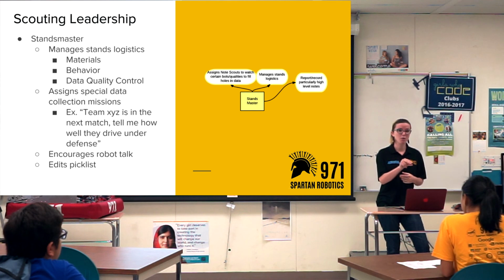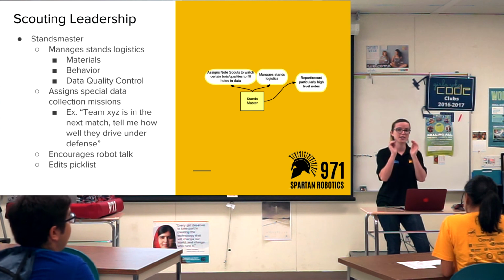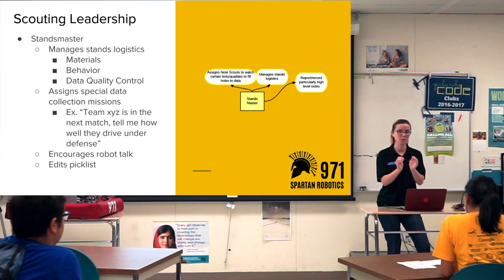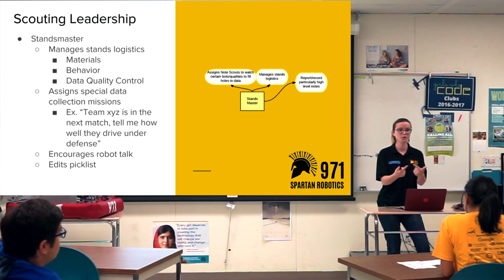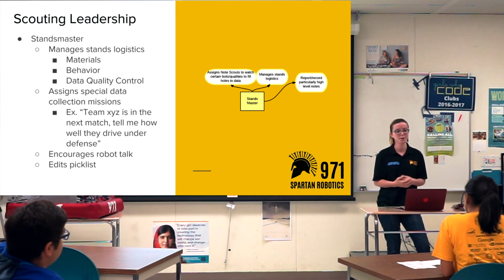I'll talk more about why and how we do this later, but basically it's things like they'll go to the note scout and say, hey, Team XYZ is in the next match, tell me how well they drive under defense. We want to know very specific things about the robot, and they prompt their note scouts to pay attention to those things and then report back.